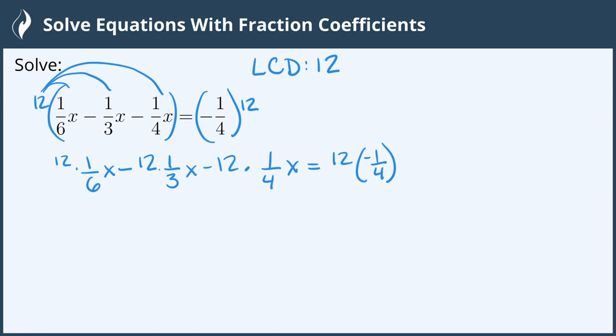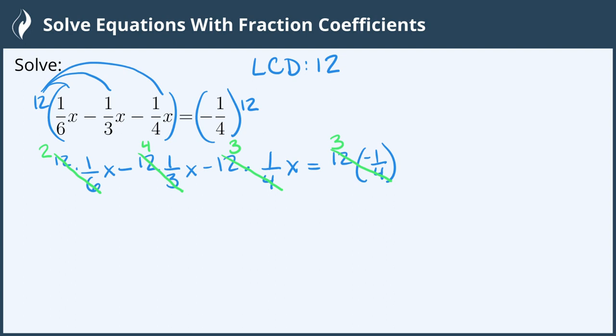On the left-hand side, we can simplify before we multiply. So 12 divided by 6 is 2, and 12 divided by 3 is 4, and 12 divided by 4 is 3. And on the right-hand side, 12 divided by 4 is 3. This simplifies it, making it much faster to multiply because we have much smaller numbers, making it easier.